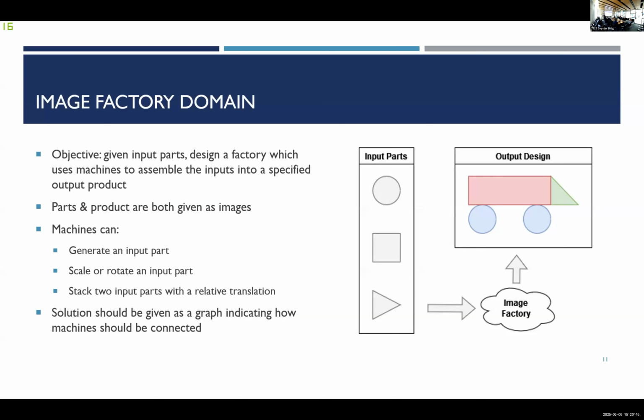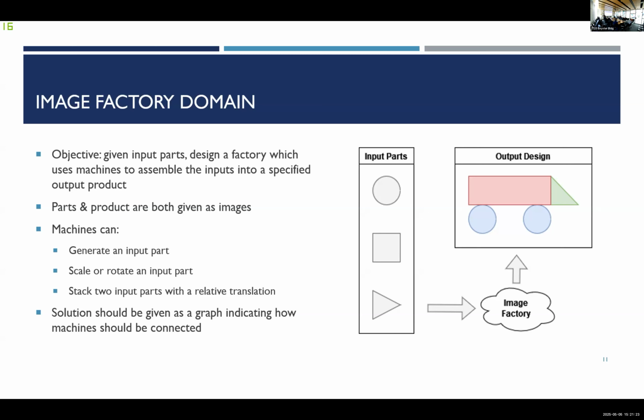Given some input parts, which are these images, and an output design that you want to make, the agent needs to come up with the right set of machines, which are atomic visual operations, such as rotation and scaling, as well as combining two images together, which will produce that output design. There are a few types of machines, as I just mentioned: scaling, rotation, stacking. Also, input machines will generate these input parts for you. All of these inputs are images, so it definitely requires the agent to be able to reason about what these things look like and to be able to manipulate those visual representations.